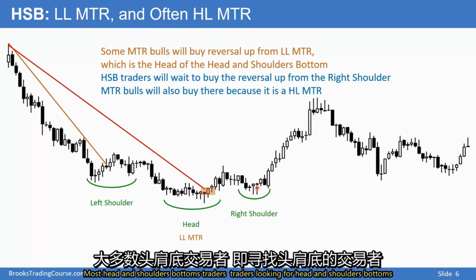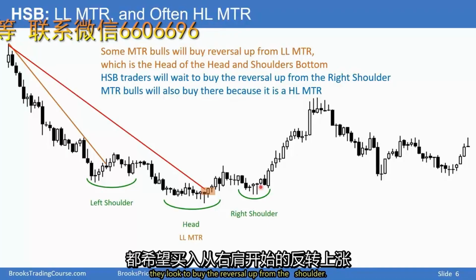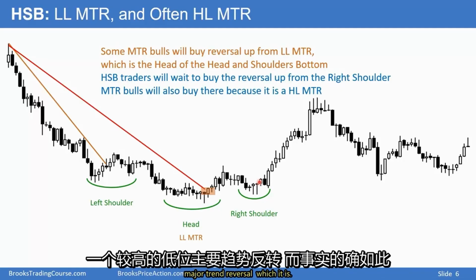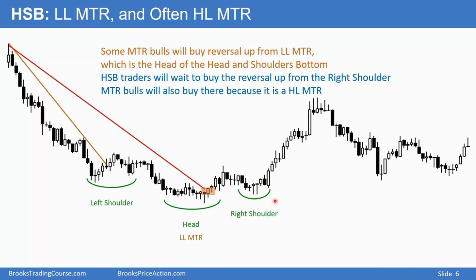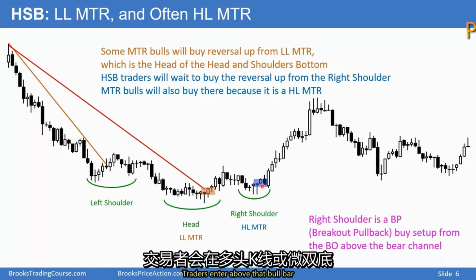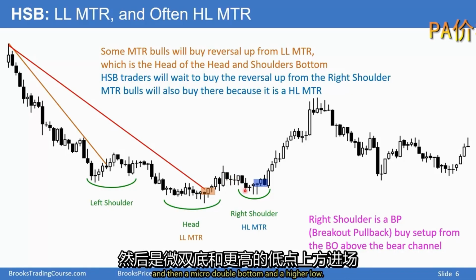Most head and shoulders bottoms traders, looking for head and shoulders bottoms, look to buy the reversal up from the right shoulder. Major trend reversal bulls will buy that same entry because they see the pattern as a higher low major trend reversal, which it is. Traders enter above that bull bar or above this micro double bottom: two legs down, bear bar, dojis, bear bars, and then a micro double bottom and a higher low.